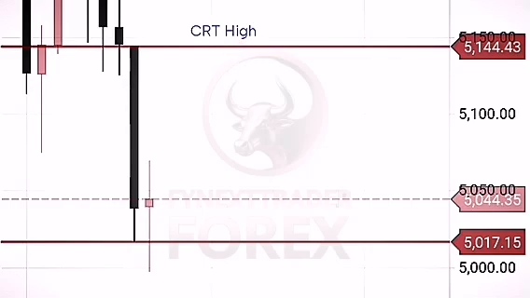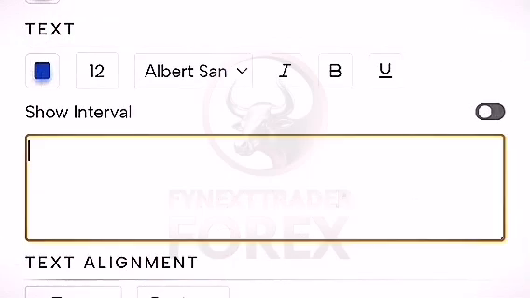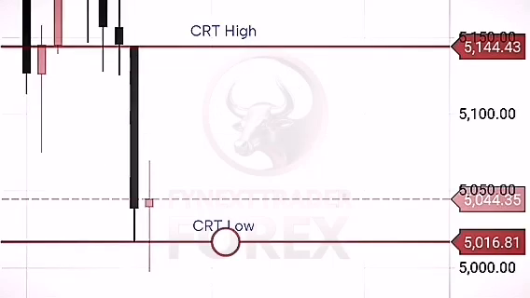Okay. Now this we name our CRT high, and we are going to also name this one down here CRT low. Now the upper range is our CRT high and the lower range is our CRT low.